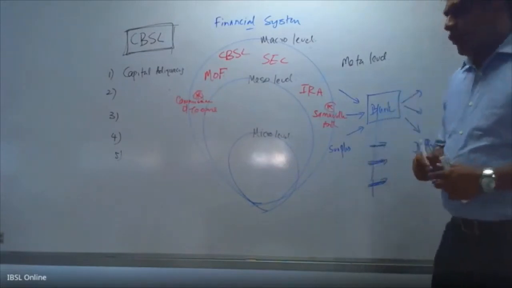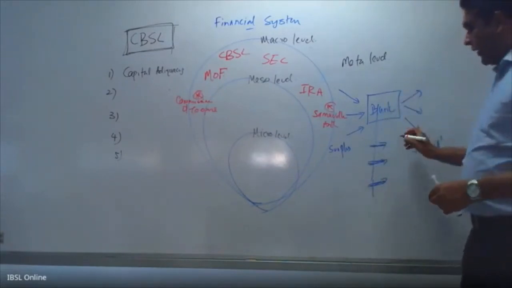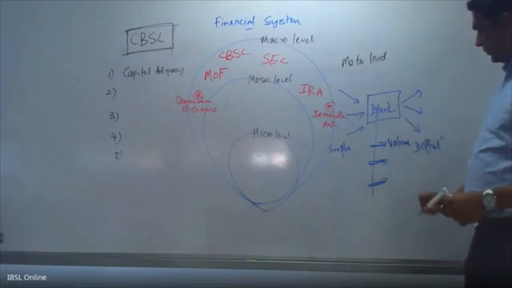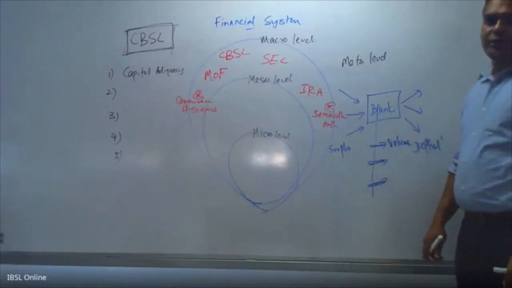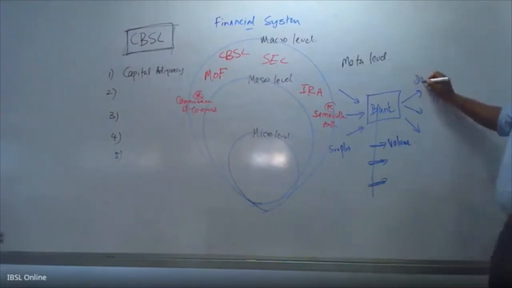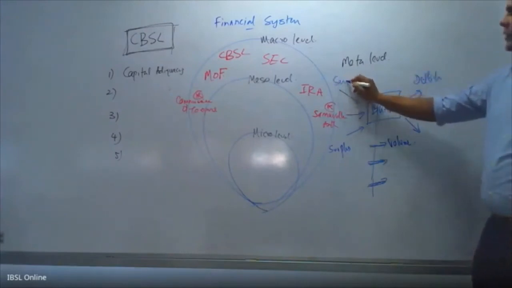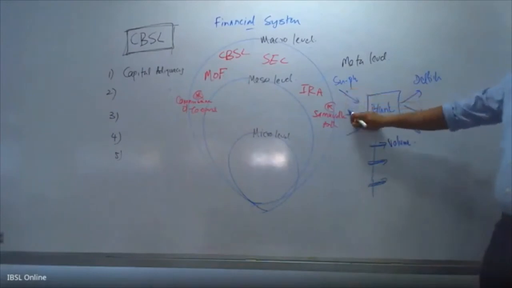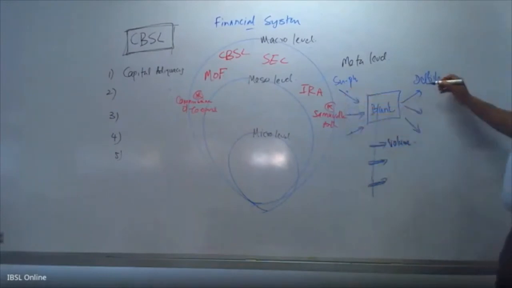First one we call volume intermediation. Volume intermediation. This is deficit, deficit units. This is surplus unit. So the surplus unit could be individuals, could be companies and all others. Deficit units could be corporates, SMEs, microfinance, individuals.